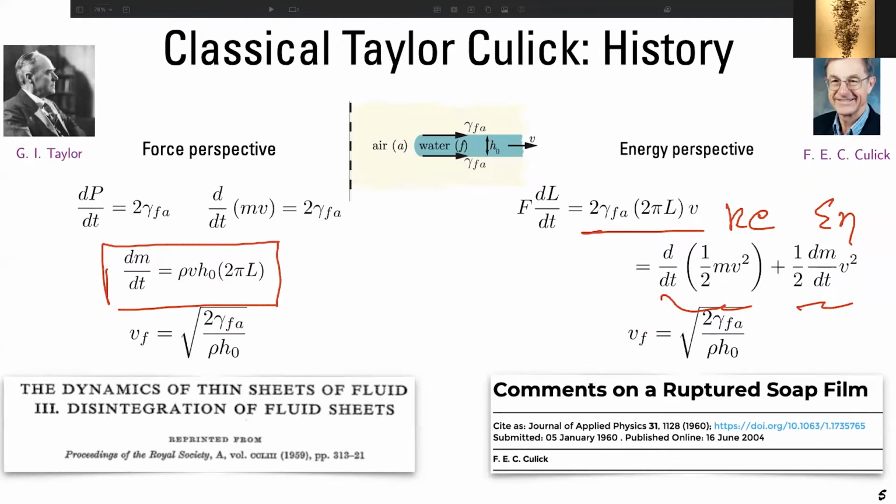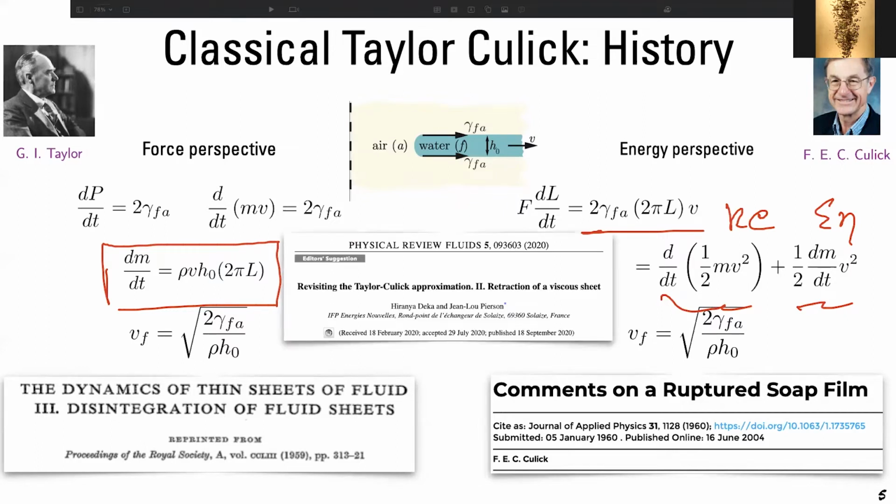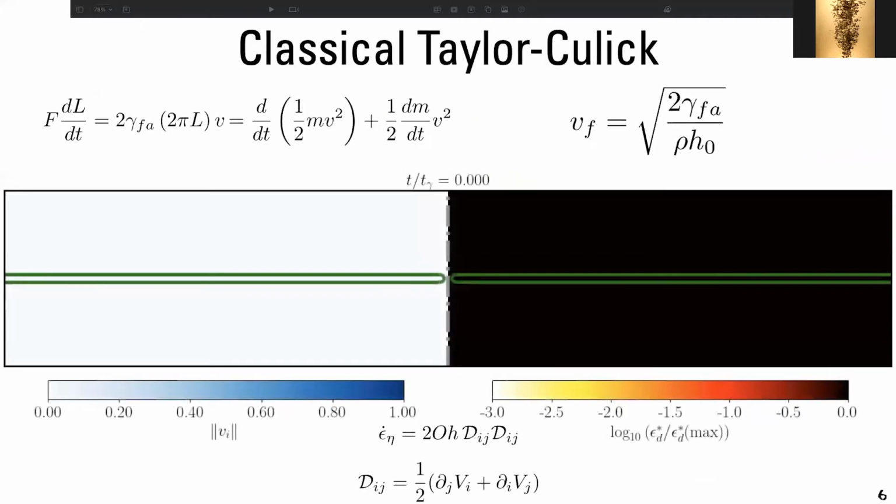Now, of course, here I must mention that we assume that the film is infinite. That is, the length to thickness ratio of the film is much larger than the Ohnesorge number. In order to study finite films, I recommend reading articles from Jean-Louis Pierson's group, who have done a very nice job on this particular problem. Now, just to close the historical part, let us look at a representative simulation.